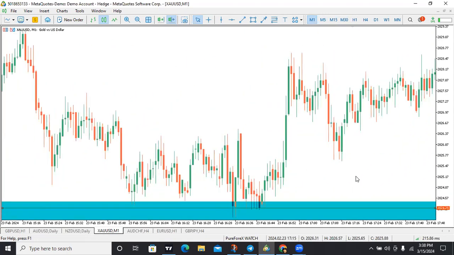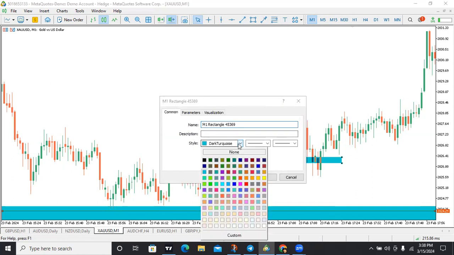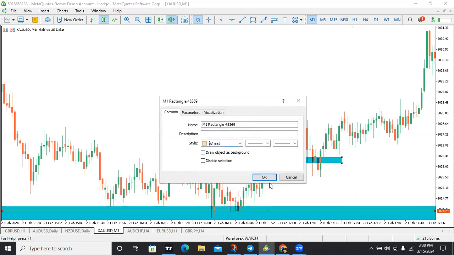What can you see here on M1, guys? We found another setup on M1. On M1, we can see a blind spot here, guys. We can see a blind spot. You see, let me change to a different color.